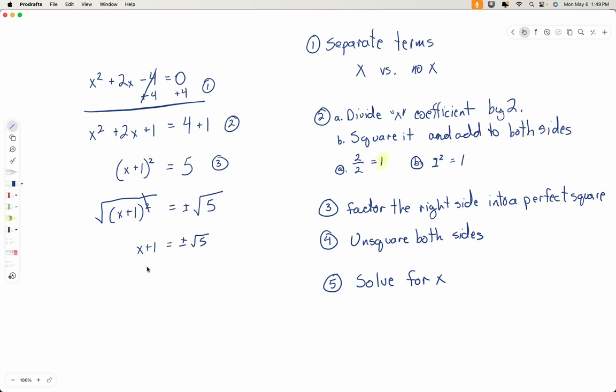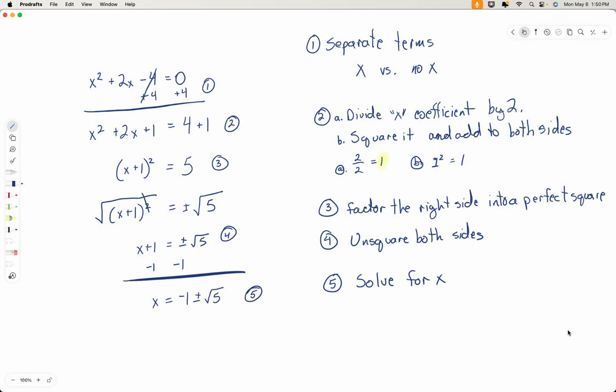So I'm going to subtract 1. This was step 4. I'm going to subtract 1 from both sides to get x by itself, so I can solve for x. I get negative 1 plus or minus the square root of 5. And this is step 5, where we solve for x. Same 5 steps every single time.